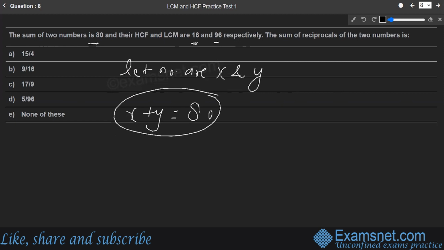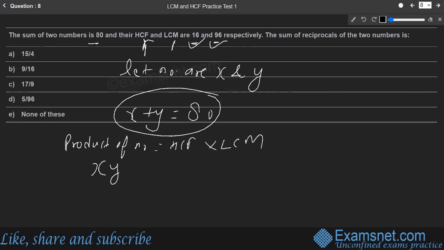Another thing that he has given is HCF and LCM are 16 and 96. The sum of reciprocal of the two numbers is required. So we can bring the formula in the scene. What is the formula? Product of numbers is equal to HCF into LCM. The numbers that we have are X and Y, and their product will be X into Y, or XY, is equal to HCF into LCM. HCF value is 16 into LCM value is 96. Let us assume this as first, let us assume this as second. So the second equation gives us XY is equal to 16 into 96. So these are the two things that we have got: the X plus Y value is 80, and X into Y value is 16 into 96.